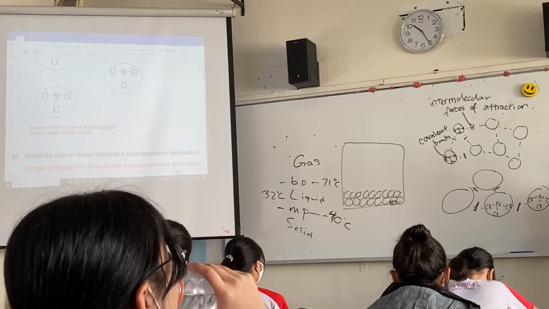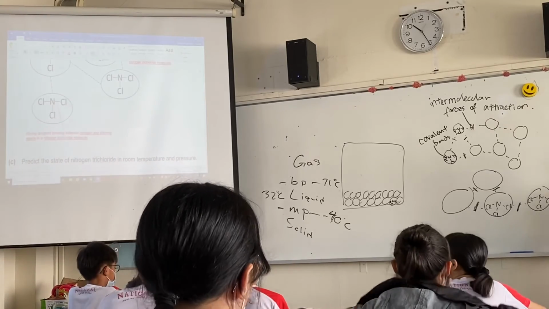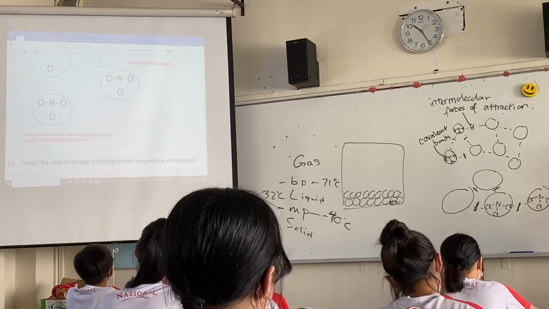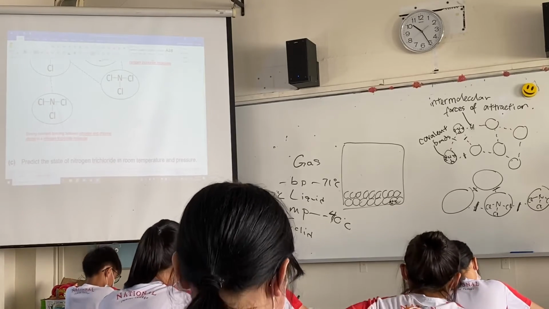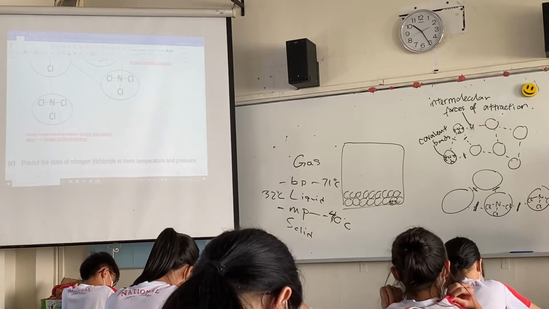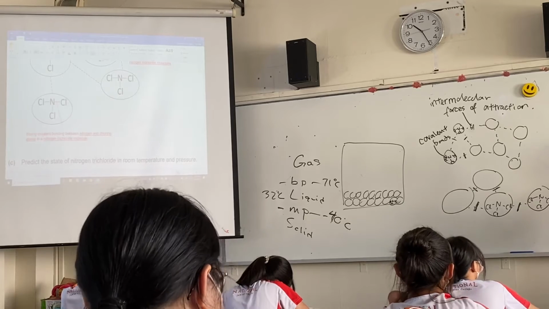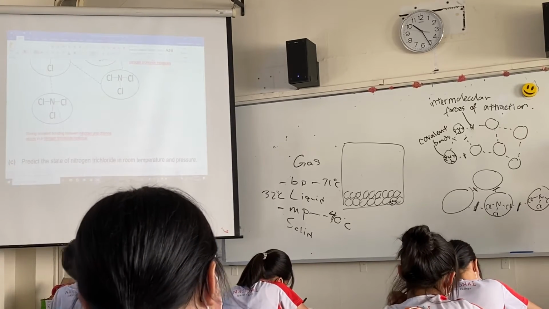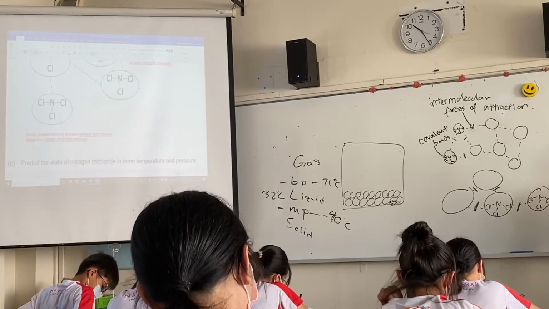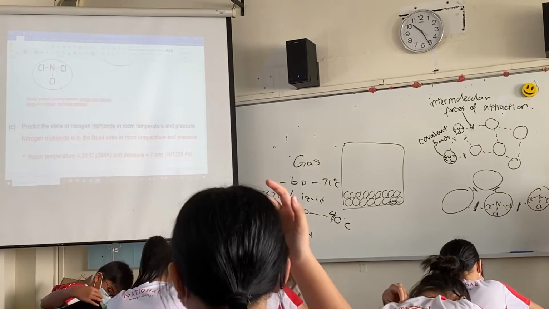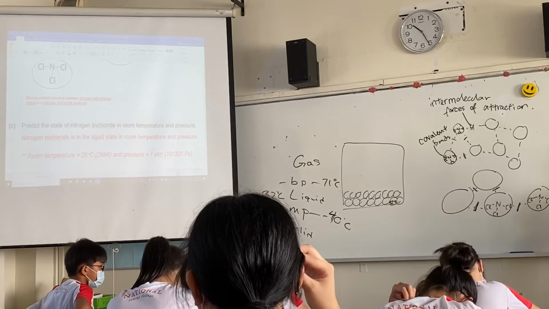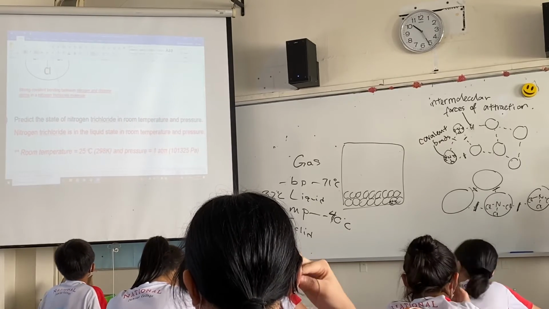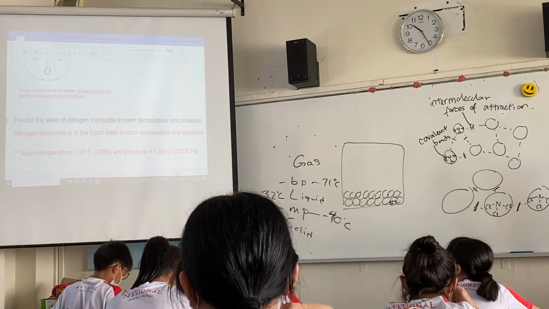Okay, room temperature and pressure. Pressure can affect the state of substances also, but we didn't quite cover that with you. Next time when you go to upper secondary physics, we'll talk more about how pressure can affect your state. So predict the state, it will be liquid state at room temperature.